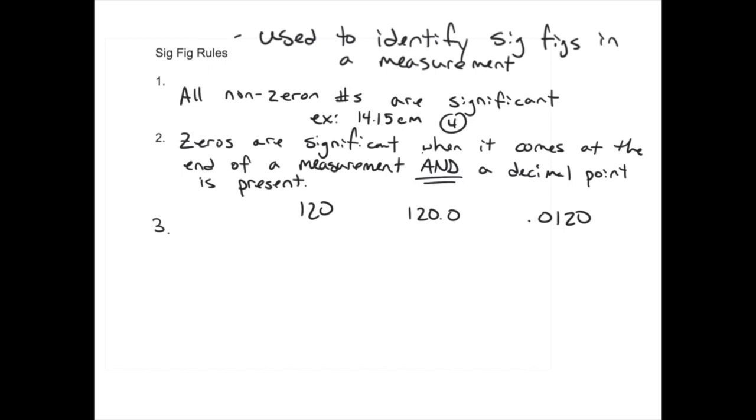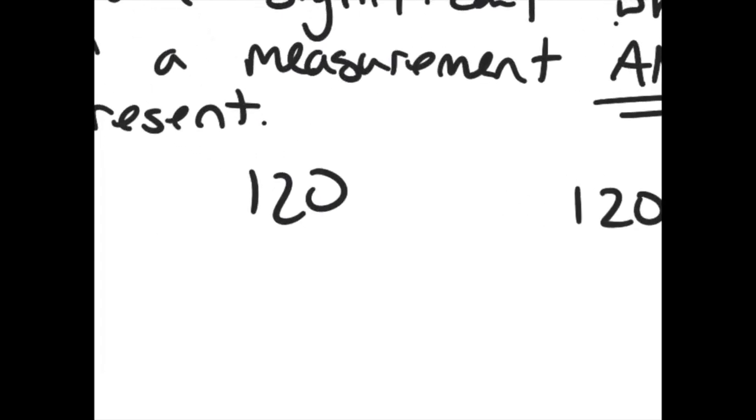All of these numbers have zeros in them. Some of the numbers have zeros that are significant, and some have zeros that are not significant, and one of these numbers has zeros that are both significant and insignificant. Let's talk about each one separately. The first one I'm going to talk about is 120.